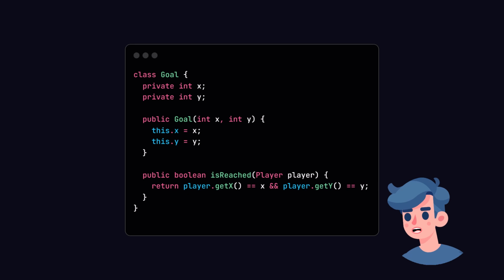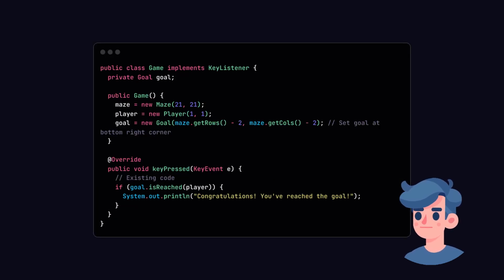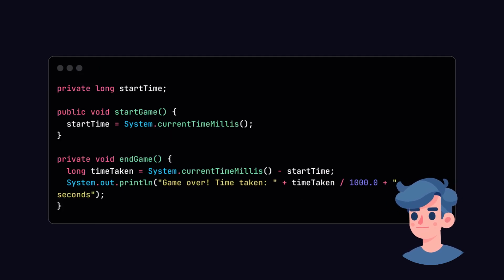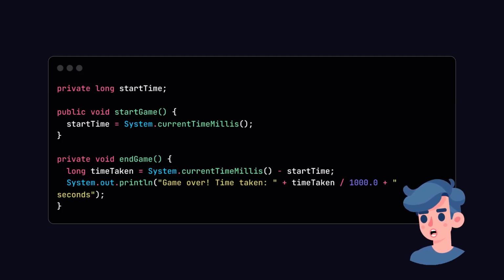The next feature to implement is a goal to complete the maze. We will define a goal class that will represent the endpoint of the maze. Now, let's create an instance of the goal in our game class. We'll also check for collisions with the goal during each player move. At this point, our maze game is starting to come together. We've added a player, established movement, and set up a goal.